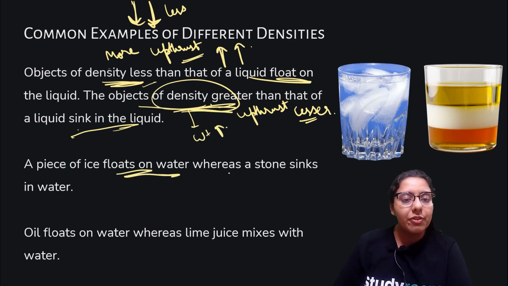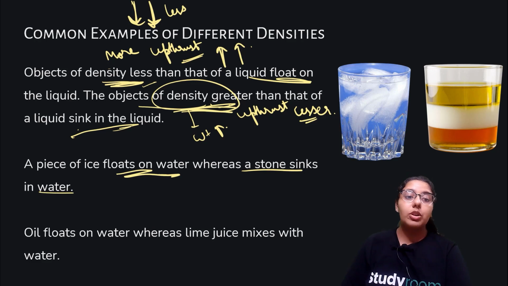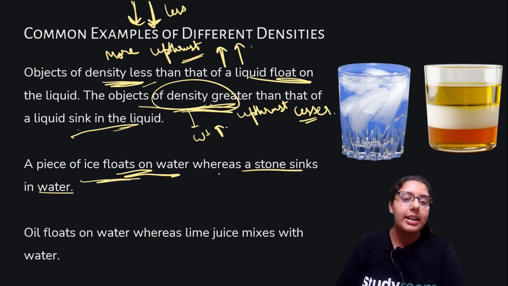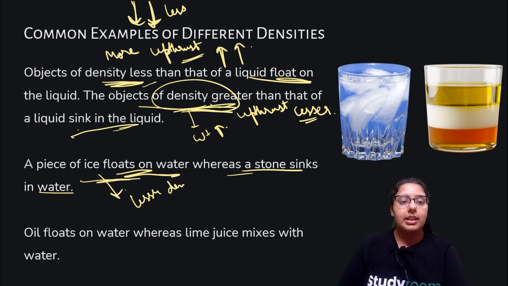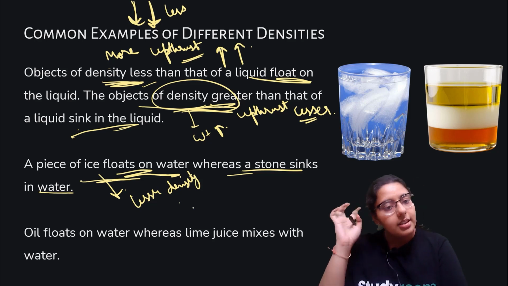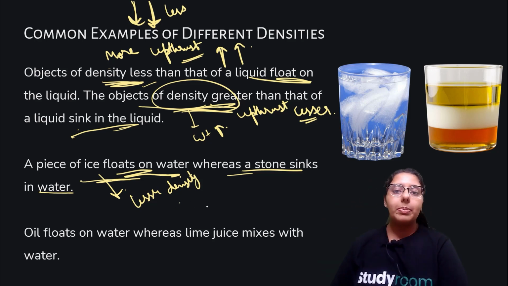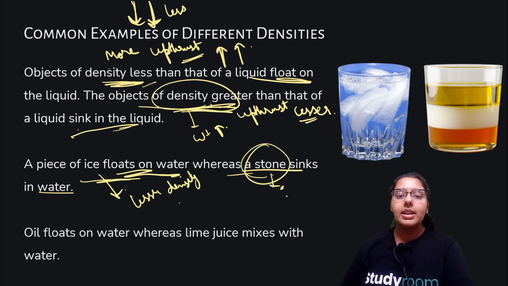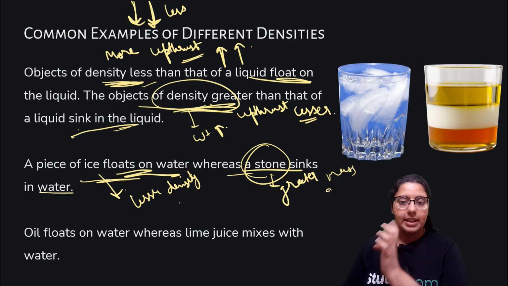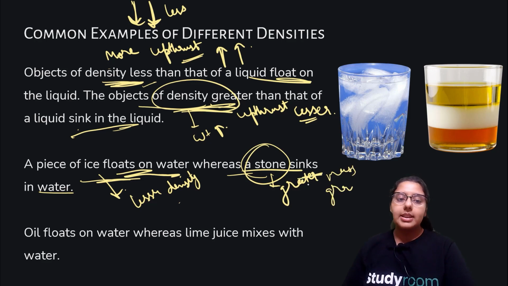So a piece of ice floats on water whereas stone sinks in water. You need to tell me which has greater density, ice or stone. Of course, your ice has lesser density, right? So it has more upthrust of liquid. And your stone has greater density. Of course, stone has greater mass and greater density, and so it sinks.